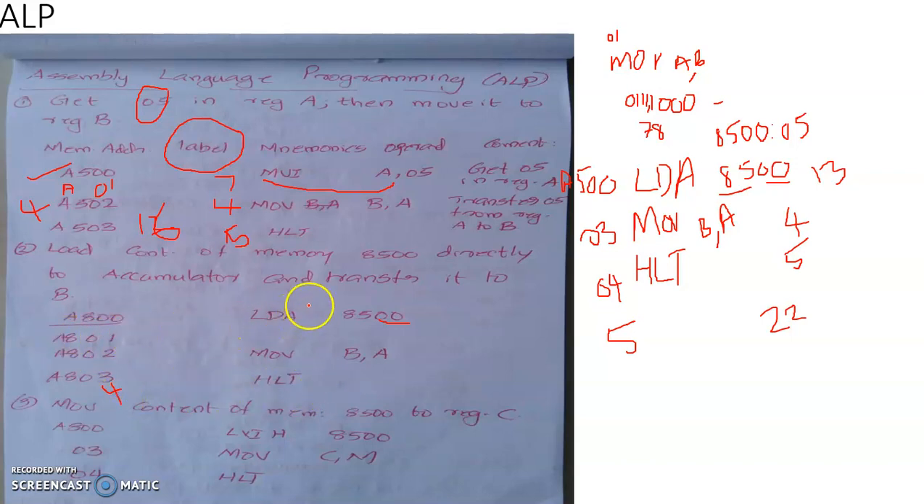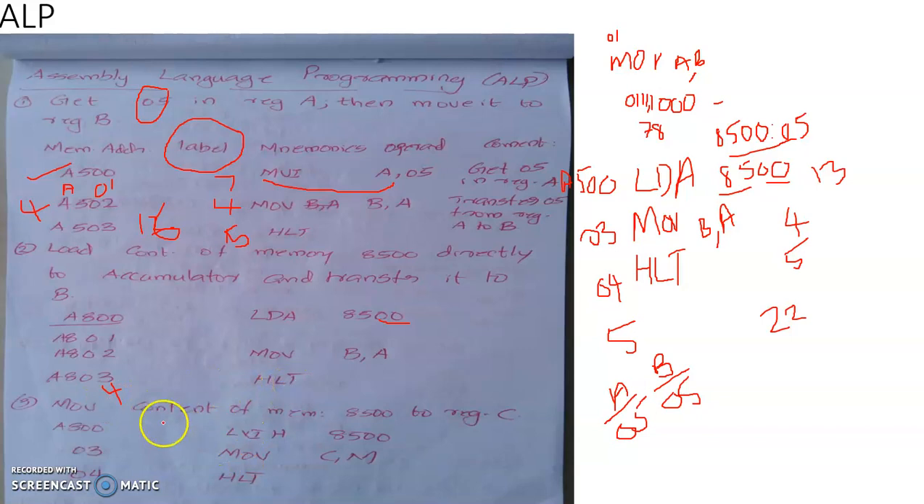Upon execution of this instruction, load accumulator direct, the content of memory location 8500, which is 05, will be loaded to the accumulator register. So the accumulator register now will have the content 05. Next instruction is MOV B, A: copy this content from the accumulator register to register B. Then this value 05 will be copied from the accumulator to register B, so that both these registers will now have this number 05. Then you can halt.